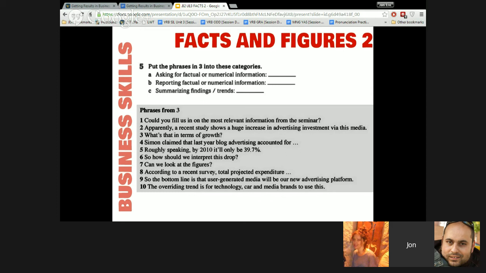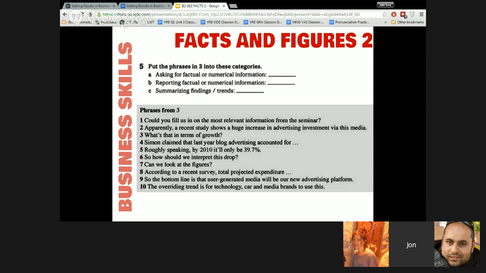I don't know the meaning of overriding. What is overriding? Overriding. That means the major trend. The overriding. The big trend. The major trend. The overriding trend. Is that clear? Trend. Tendencia. Okay. Tendencia grande. Yeah, tendency. So the big trend, the big tendency. So the overriding trend is for technology, car and media brands to use this.